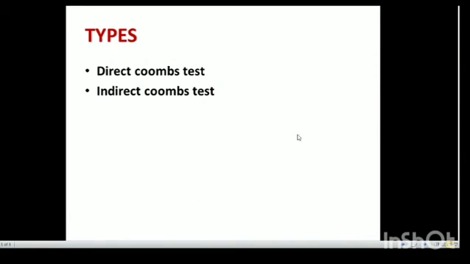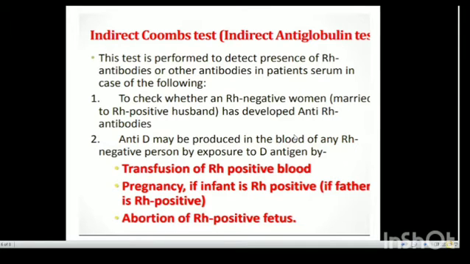Now going to the types of tests, we have two types: direct Coomb's test and indirect Coomb's test. The indirect Coomb's test is performed to detect the presence of Rh antibodies or other antibodies in patient serum in the following cases. First is to check whether an Rh negative woman has developed anti-Rh antibodies. Secondly, we do it in case of transfusion of Rh positive blood, pregnancy with an Rh positive infant, and abortion of an Rh positive fetus.